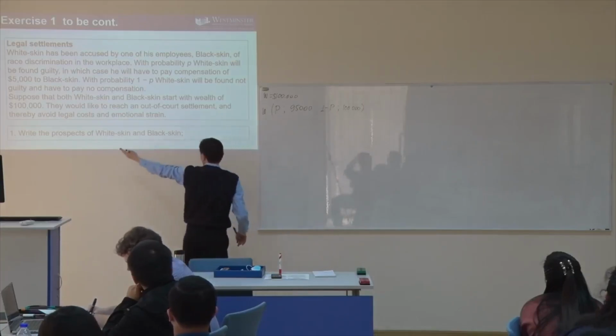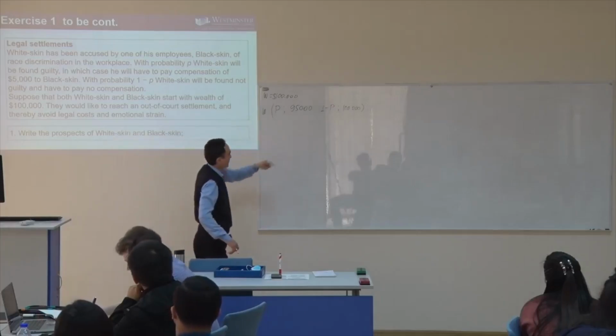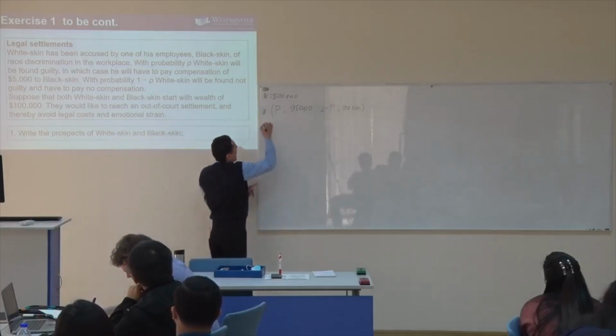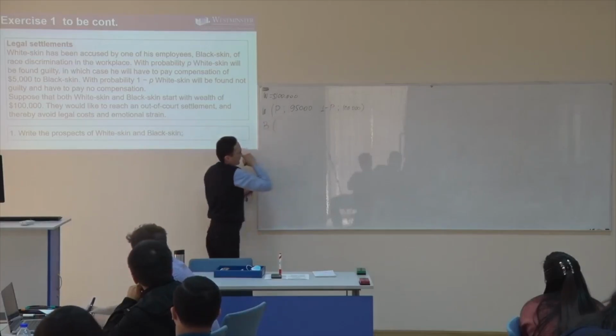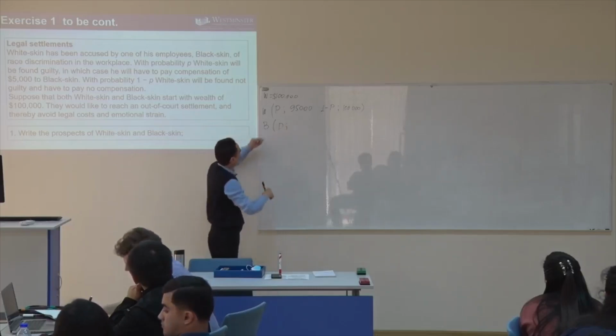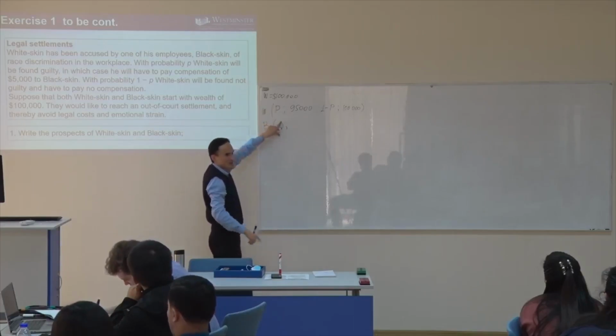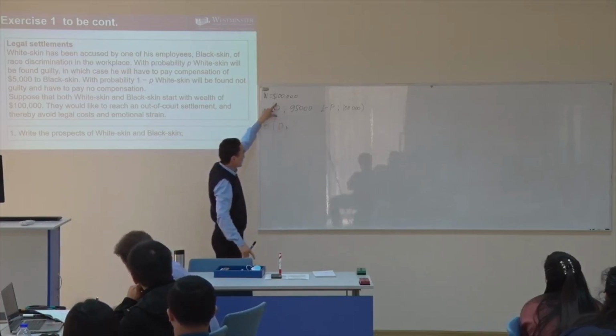So now we are asked to write the prospect for white and black. For white person, we wrote the prospect. Good. And what about in the case of black person? That black lady. Now we are saying that there is this much probability that she will win the case, right? He will lose the case, she will win. So if he is going to lose, it means that she will win.